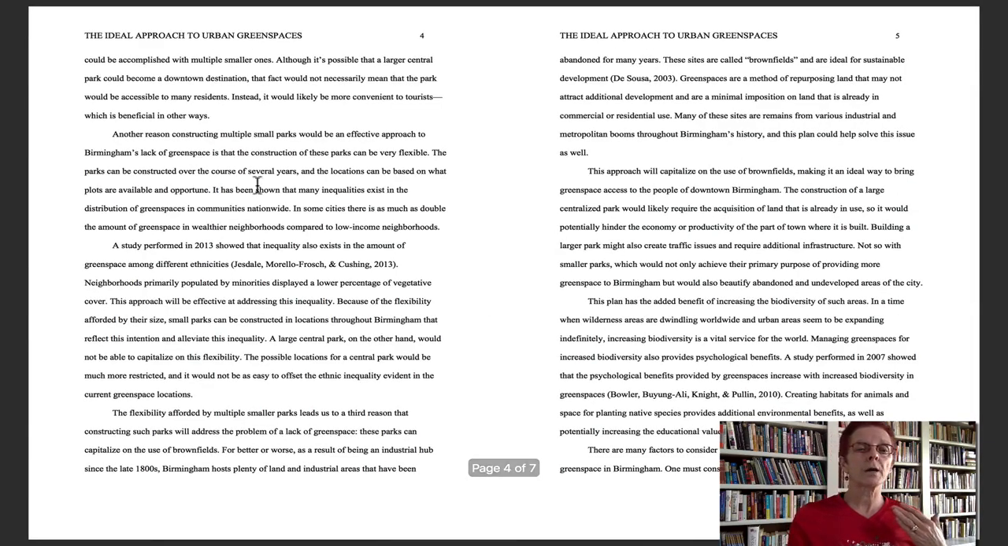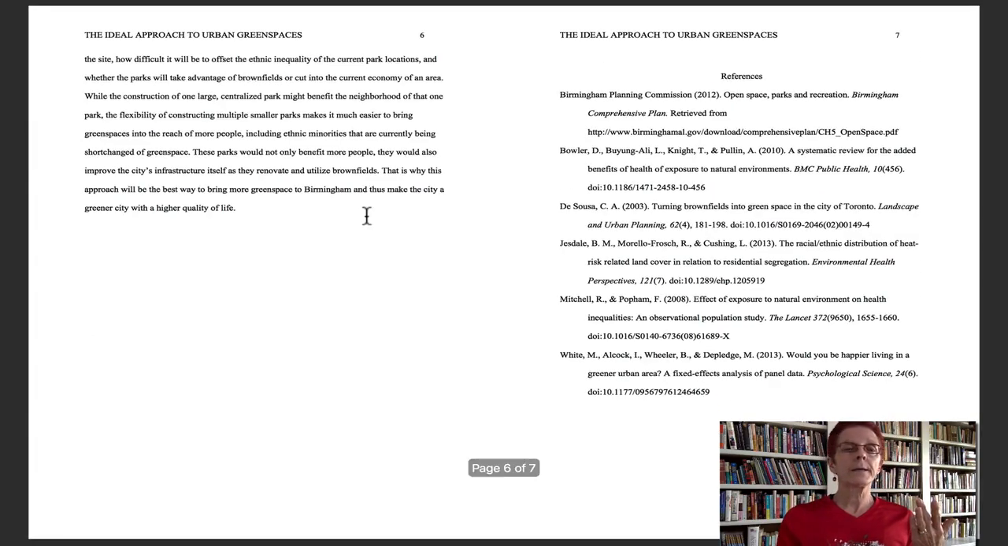Okay, so then they go on to talk about another reason, which would be that the construction of these parks can be flexible. So they're moving into the next reason. And again, here's the signal phrase, a study performed in 2013, with the information here. So they're talking about the flexibility afforded by, and then they move into the third topic. This approach will capitalize on the use of brownfields. And they're discussed up here as well. They move from flexibility to brownfields, and it goes on and talks more about the plan. And then there is a final concluding paragraph.